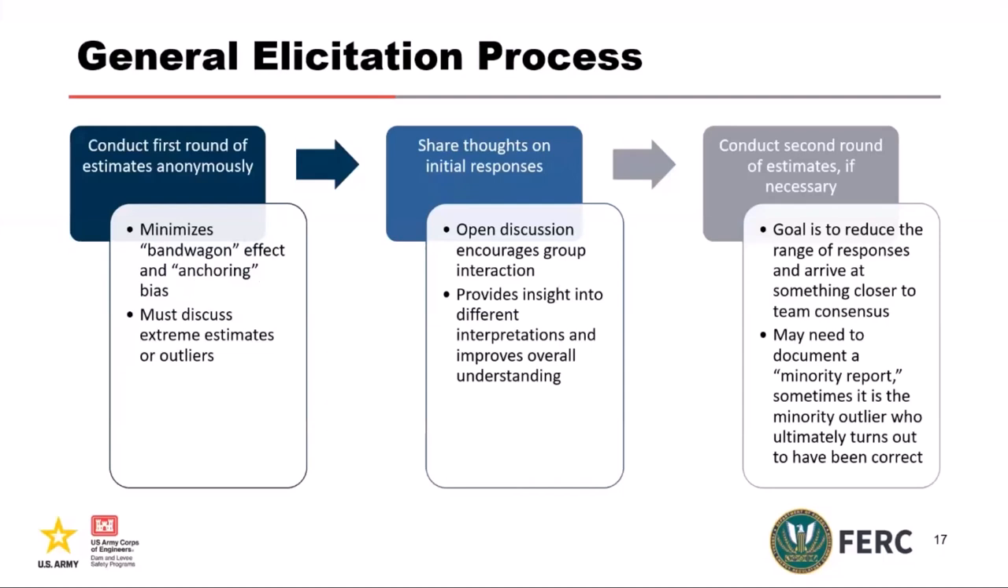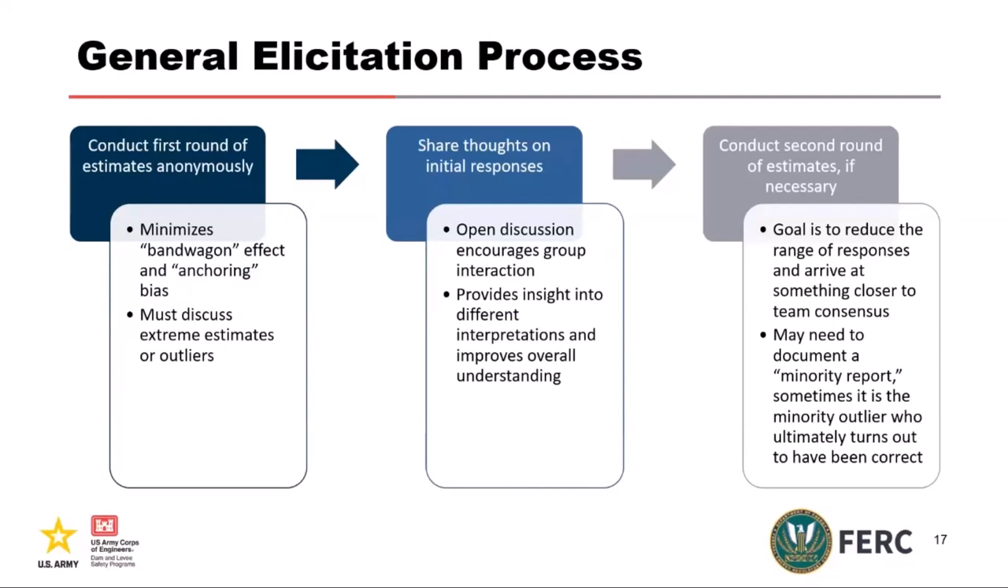Our best practice is to conduct your first round of estimating probabilities anonymously. It keeps individuals, especially strong individuals, from having an anchoring bias on the overall probability. And then we discuss. You look at them, you discuss the outliers, discuss what made people anchor their probabilities where they did, and share their initial responses. It actually encourages group discussions, which happens a lot, and it provides some insight. People have different perspectives. They come at it with different backgrounds. It's really valuable to go through this.